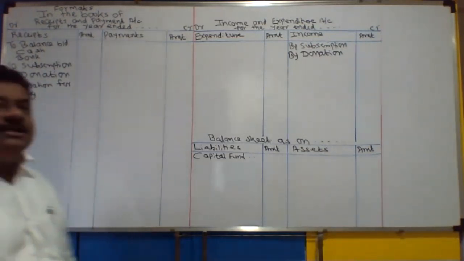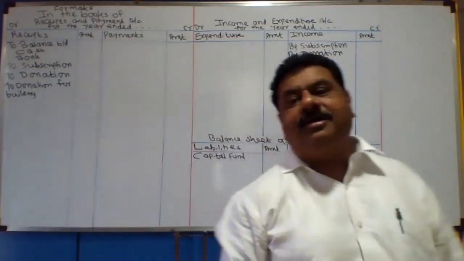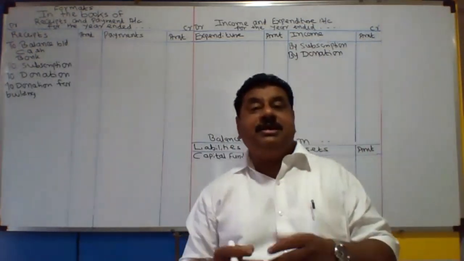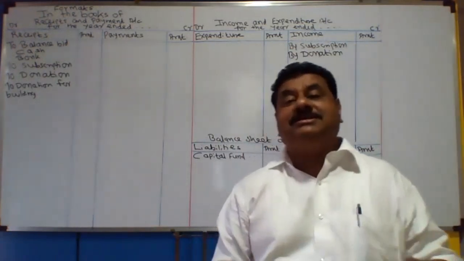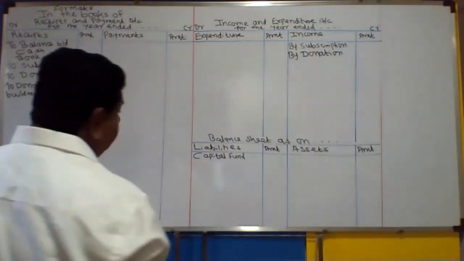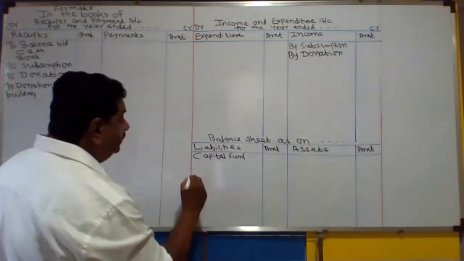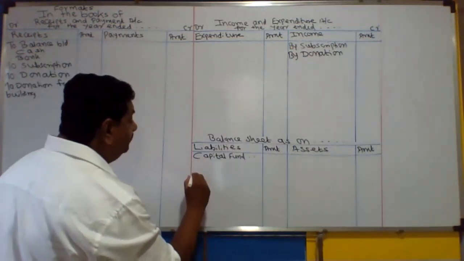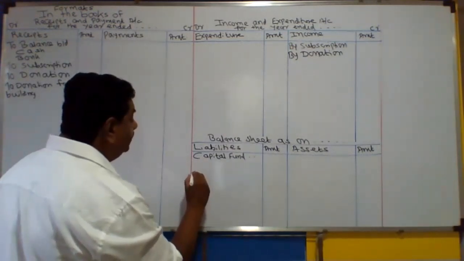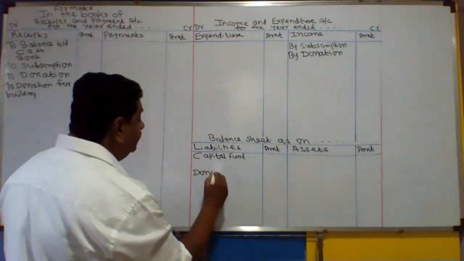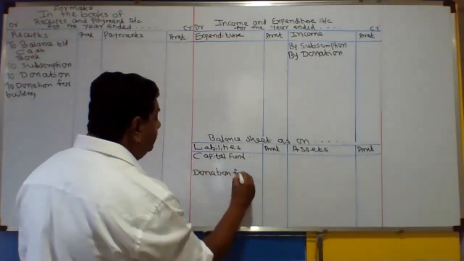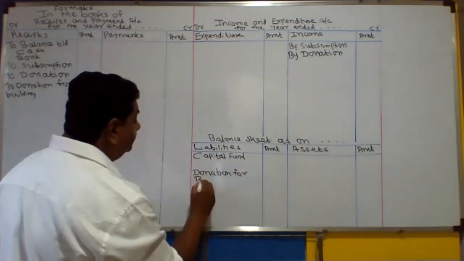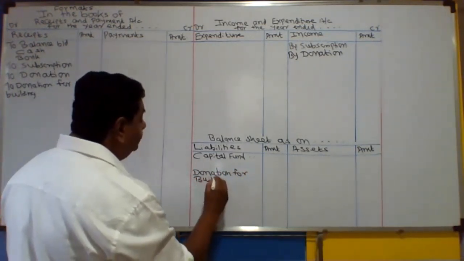Or anything like that. For building, for laboratory, okay, for library or for prizes. It is called as a specific donation. Now this donation will appear in balance sheet liabilities. एक line छोड़ के लिखना है आपको. Donation for building. Balance sheet liabilities में आने वाला है. Donation for building.